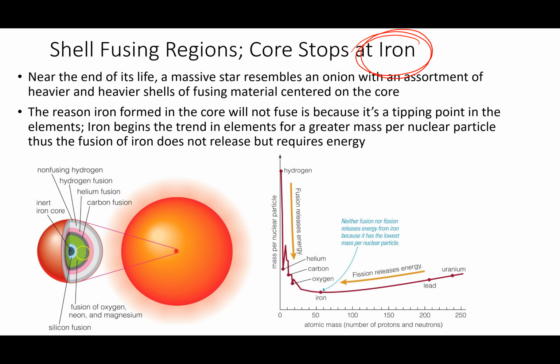Where it goes, see if this is right here. Okay, inert iron core. Inert means it's not reacting, it's just sitting there. When silicon fusion goes to produce iron, iron cannot fuse.